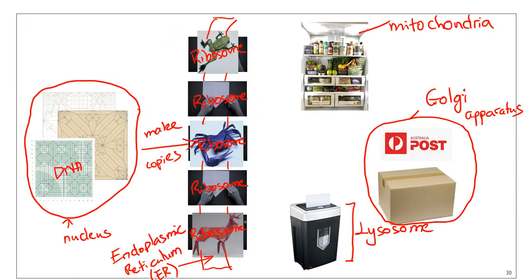So let's just go back to the analogy that I made last lesson, which is this is a representation of the cell. And if this is a representation of the cell, then this is where you would find DNA, which is inside a nucleus. And DNA is essentially just a set of instructions on how to make proteins.